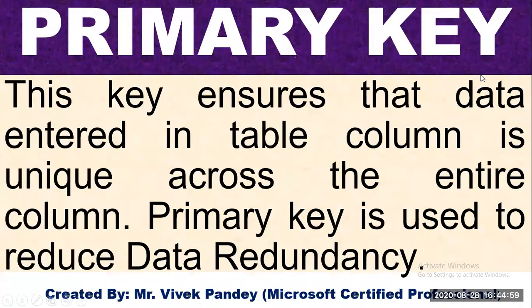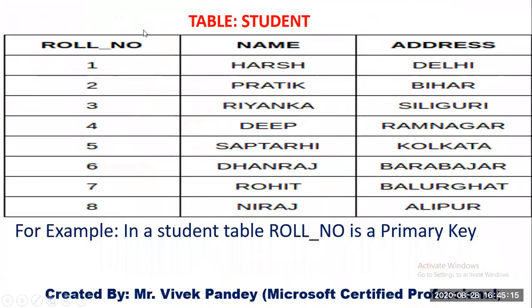What is a primary key? This key ensures that data entered in a table column is unique across the entire column. A primary key is used to reduce data redundancy. See, in the given table student, we cannot put a duplicate value in the column roll number. So in table student, roll number is a primary key because we cannot put a duplicate value in the column roll number.